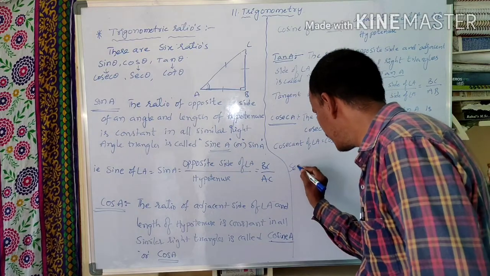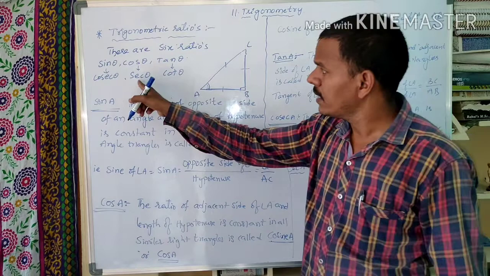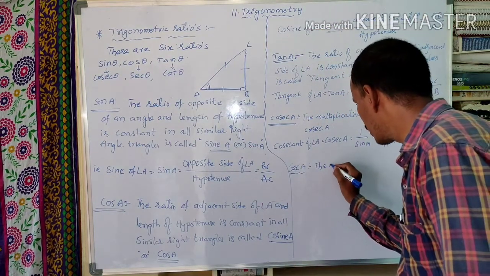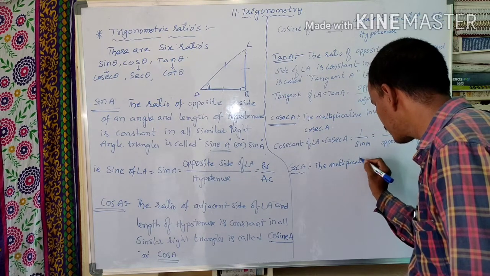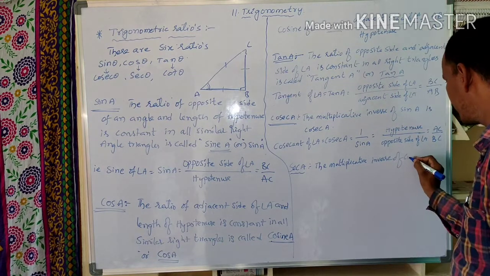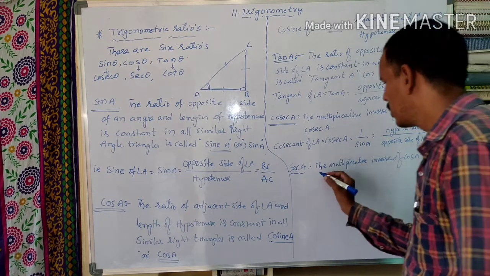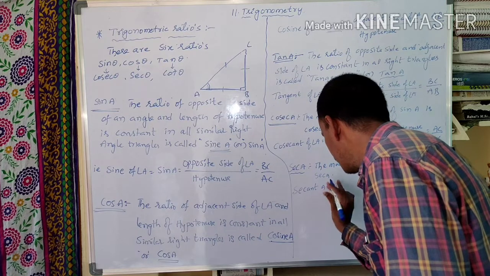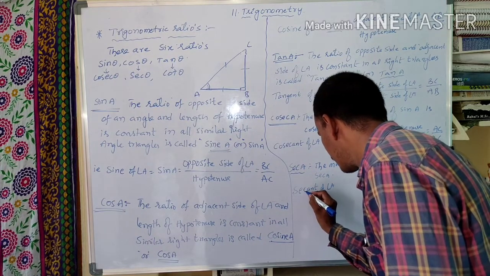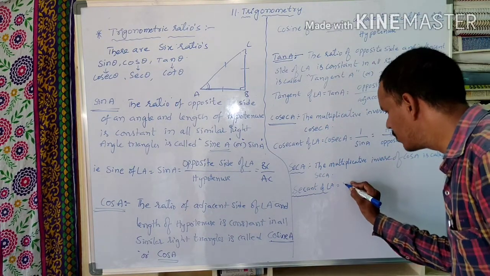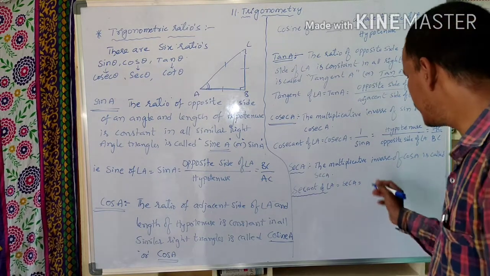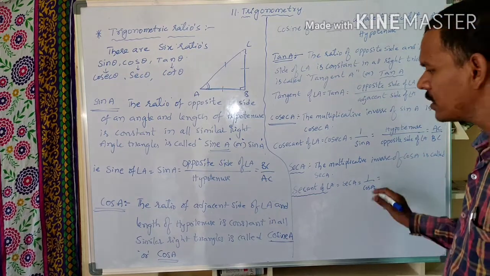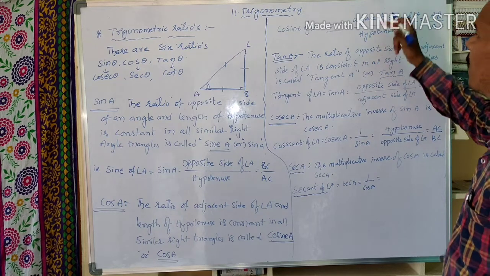Now next one is sec A. What is sec A? Sec A is the multiplicative inverse of cos A. The multiplicative inverse of cos A is called sec A. The actual name is secant A, the secant of angle A, which we simply write as sec A. We know that sec A is the multiplicative inverse of cos A, that means 1 by cos A. Now cos A means the adjacent side of angle A by hypotenuse. Its reverse is hypotenuse by adjacent side.